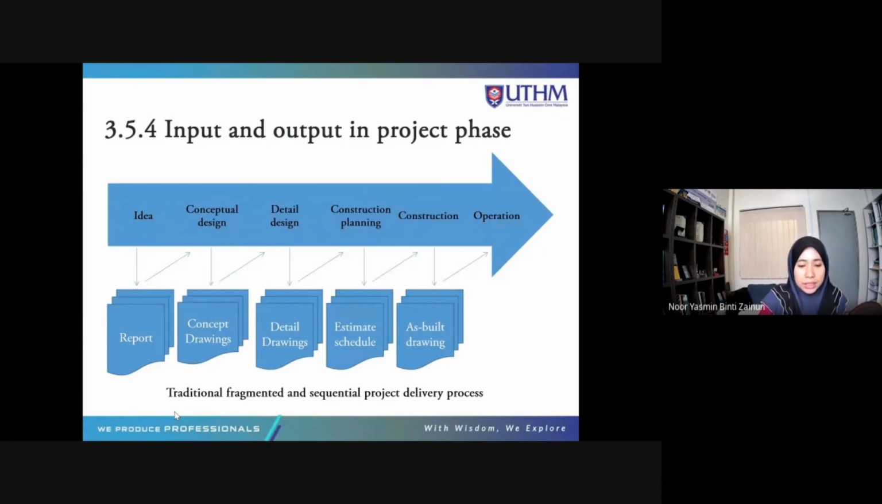So this is actually the traditional fragmented and sequential project delivery process, where every party works in silos. Okay. They work according to their own groups. So the ideas, report, design, detail, construction planning, construction and operation. Okay.